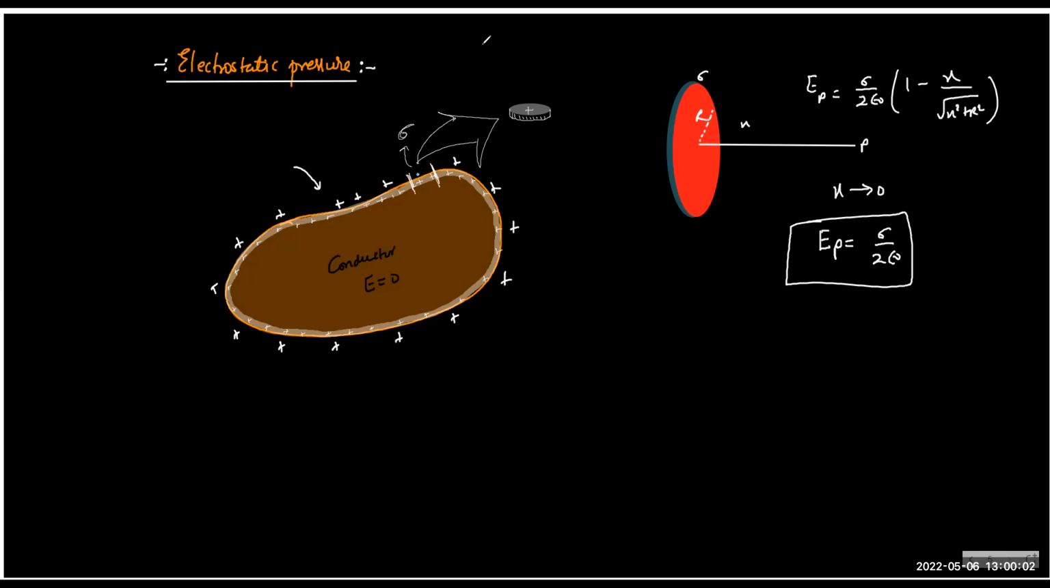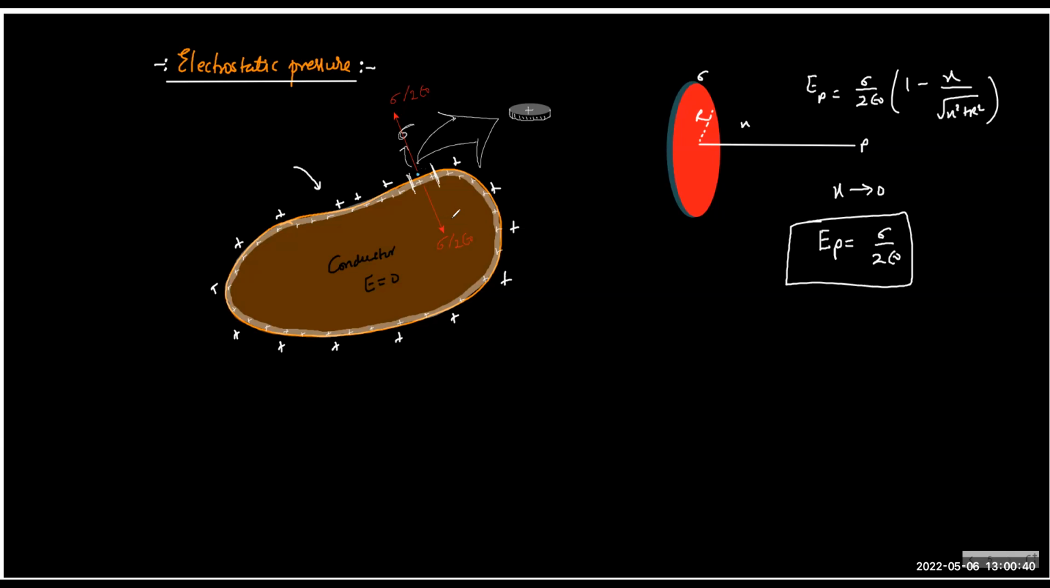So at this location, be very careful what I'm saying. The disk will create an electric field not only up but also down, and this value is going to be sigma by 2 epsilon here and sigma by 2 epsilon here. Now the diagram which I have shown is only representing the contribution due to the disk only, not the conductor.